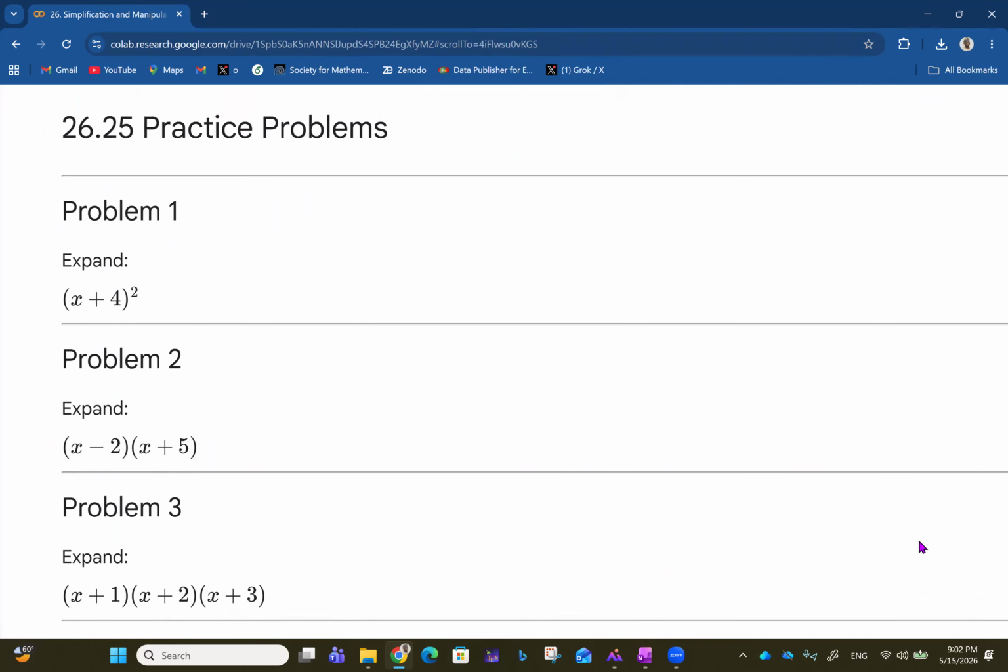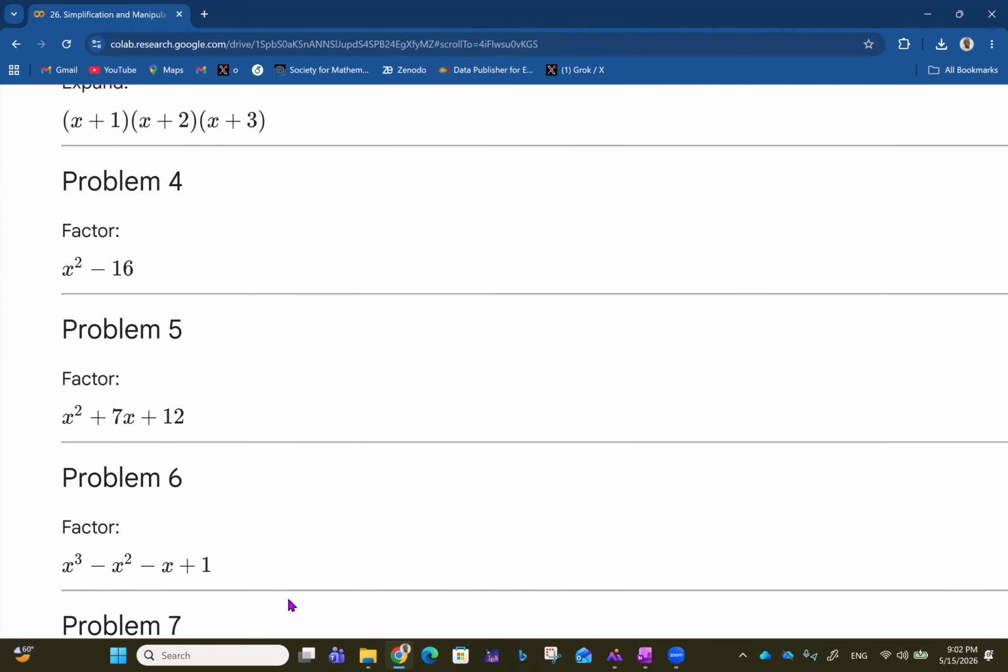So, first, you want to expand x plus 4 raised to power 2. You want to expand x minus 2 into x plus 5. You want to expand x plus 1 into x plus 2 into x plus 3. So just follow the previous examples. Just create the symbol, create the expression, and then expand as necessary. That's sp dot expand of the expression.